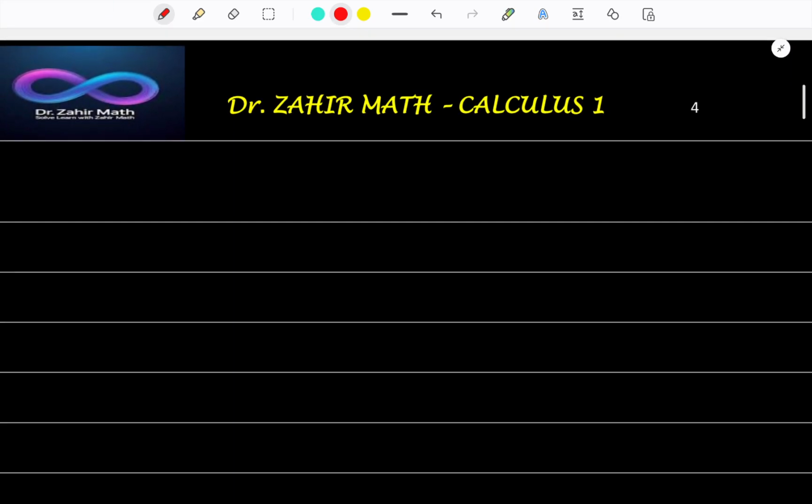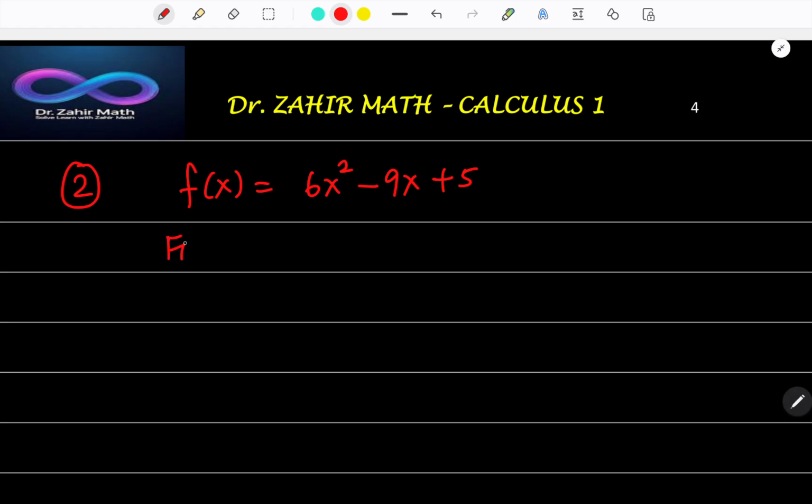Let us do one more question. Okay, so let's do the second question. F of x equals 6x square minus 9x plus 5. What is the question? The question is the same. Find the local extrema.